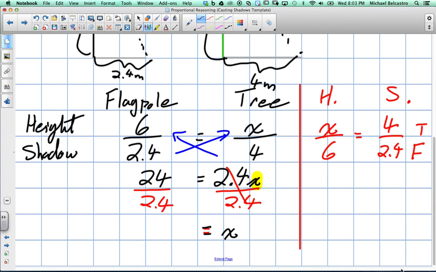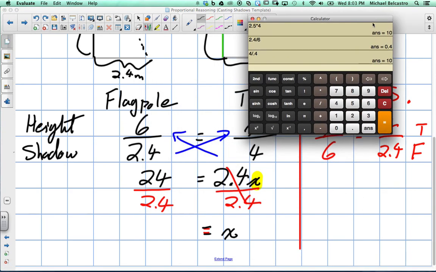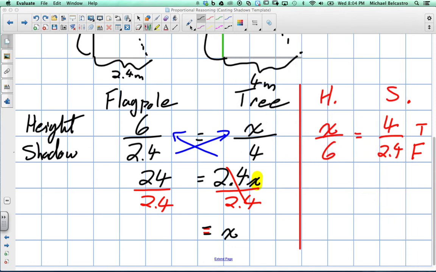And 24 divided by 2.4, we can use our calculator for this one. You'll notice these values almost look exactly the same. 24 divided by 2.4, because we're dividing by that, ends up being a value of 10. So this x says that the height of the tree was 10. Now let's go through this.